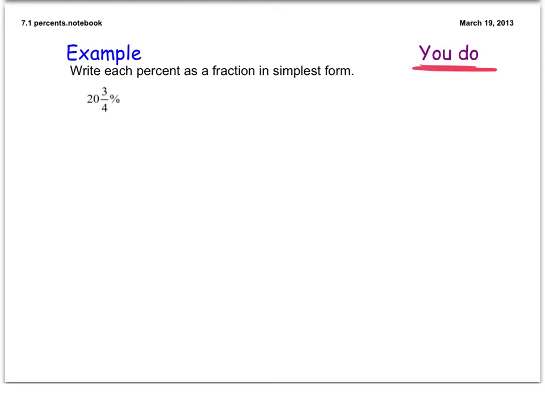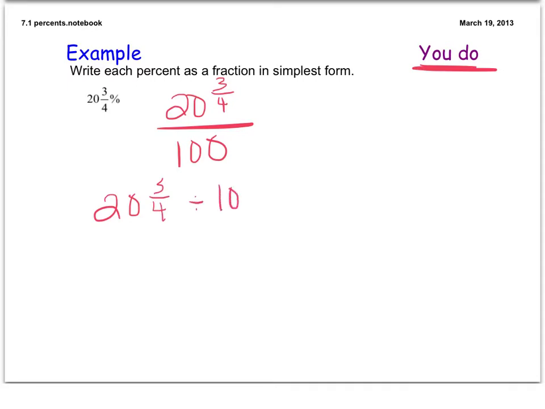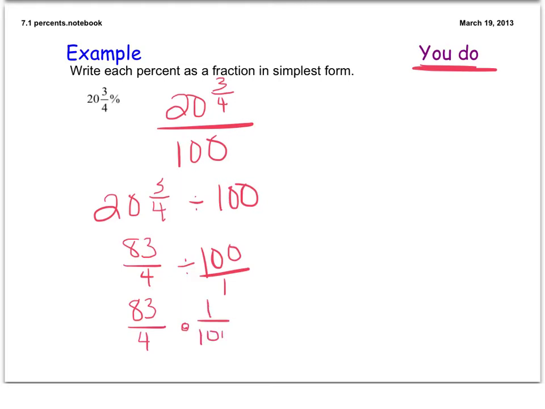So this one is a little special because we have a fraction involved with a percent. And so when I rewrite this, I need to write 20 3/4 divided by 100. And 20 3/4 can be written as an improper fraction, 83 over 4 divided by 100 over 1. I'm going to keep, change, flip. And now, can I cross simplify at all? No, so I'm just going to multiply straight across, and this is going to be 83 over 400.